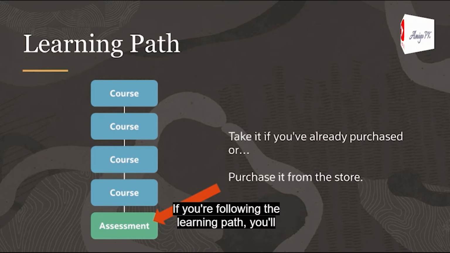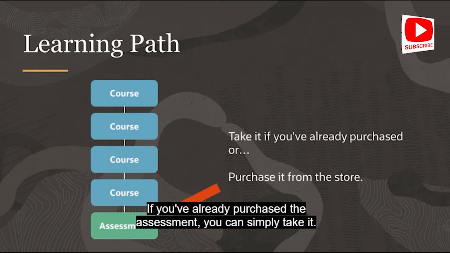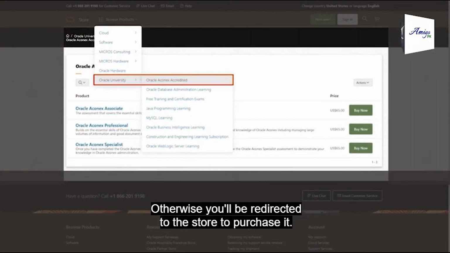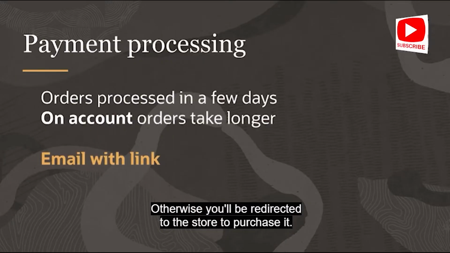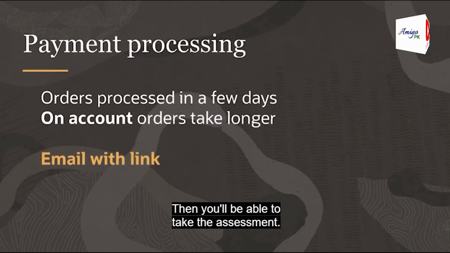If you're following the learning path, you'll see the assessment at the end of the path. If you've already purchased the assessment, you can simply take it. Otherwise, you'll be redirected to the store to purchase it. As soon as your payment has been processed, you'll get an email. Then you'll be able to take the assessment.